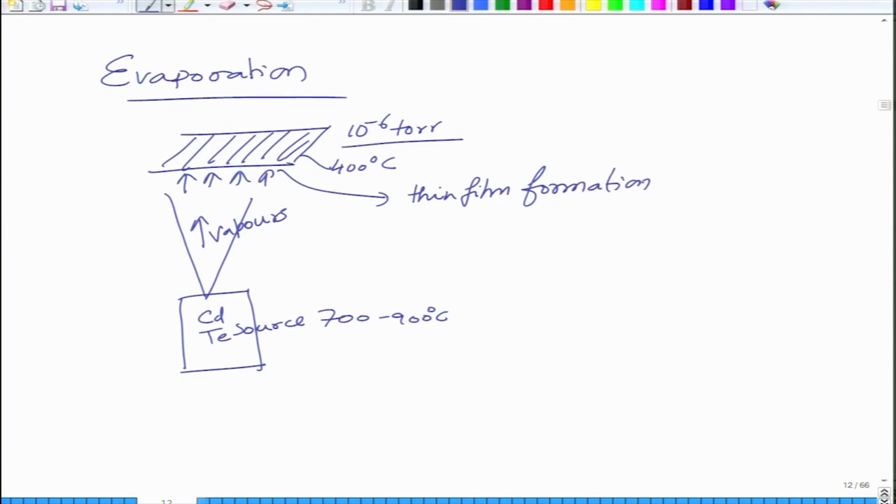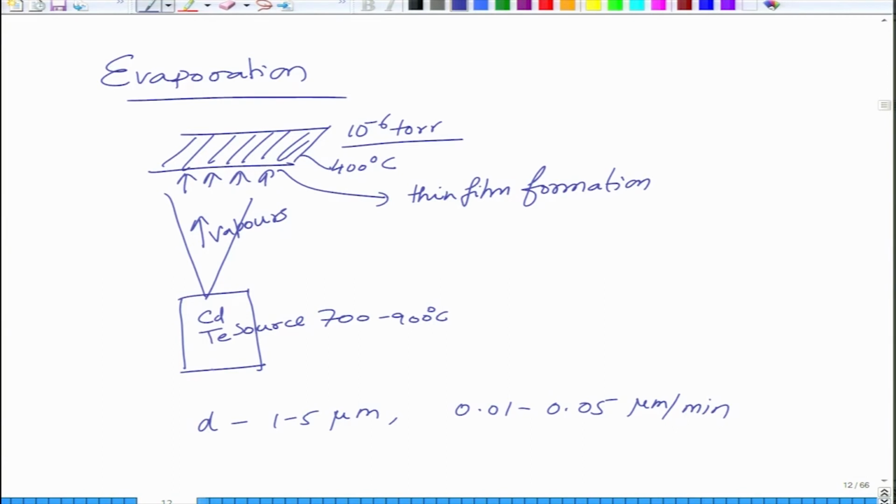All right, this is how it happens. This gives you thicknesses of the order of 1 to 5 microns at a deposition rate of about 0.01 to 0.05 micron per minute. Okay.